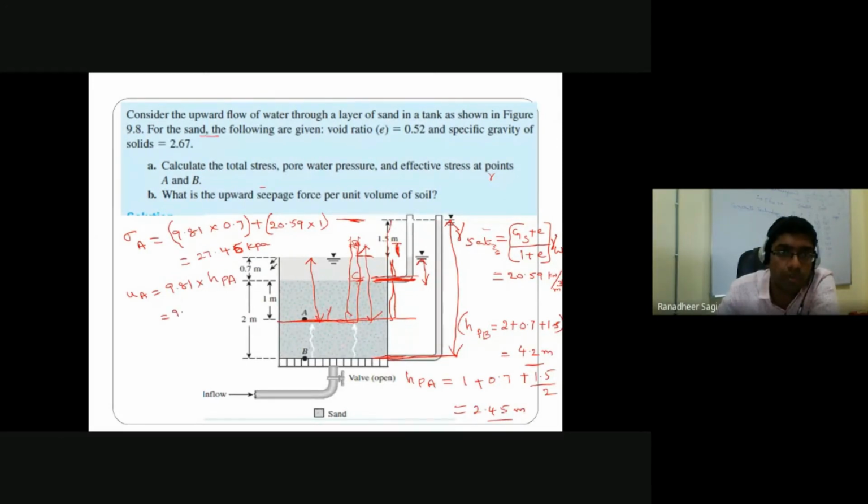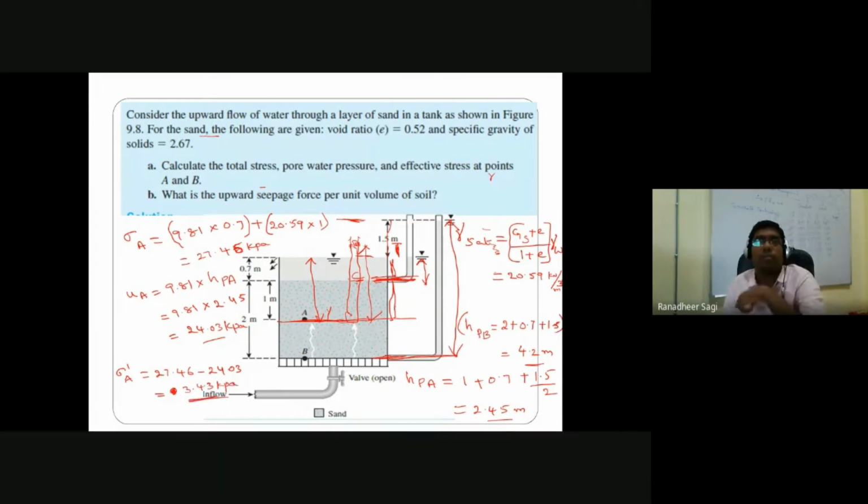Which is 9.81 into 2.45. 24.03 kilopascal is the pore water pressure at point A. So my effective stress at point A is nothing but 27.46 minus 24.03, 3.43 kilopascal is going to be my effective stress at point A.